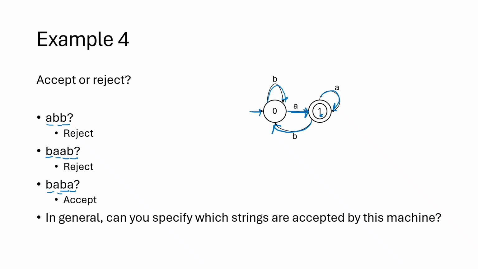And if you think about it, the requirement here is only focused on the final symbol in the input stream. If the final symbol is an A, you end up at state number 1 and you accept. If the final symbol is a B, you are going to end up at state number 0 and the machine rejects your input. So we can say that this machine accepts all strings that end with the symbol A. And everything that ends with the symbol B will be rejected.